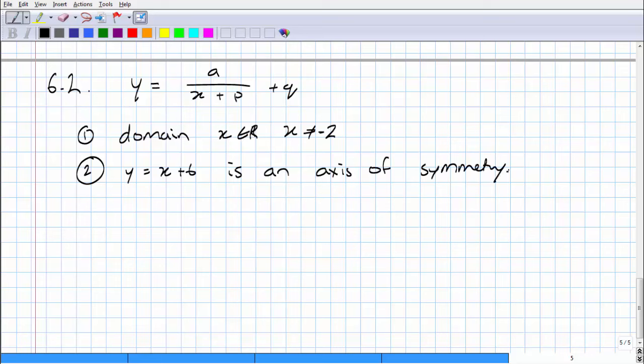They said the function is increasing for all x. So number 3, the function is increasing for all x not equal to negative 2. Draw a neat sketch including everything.